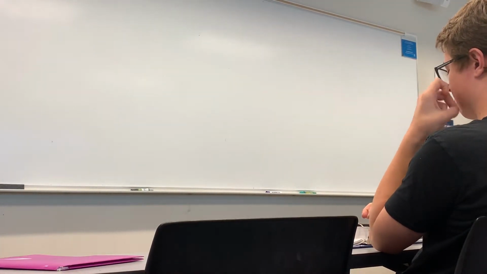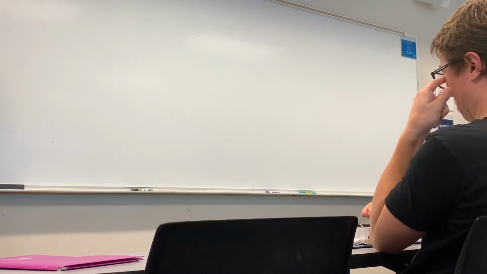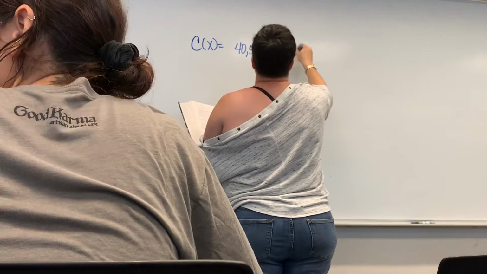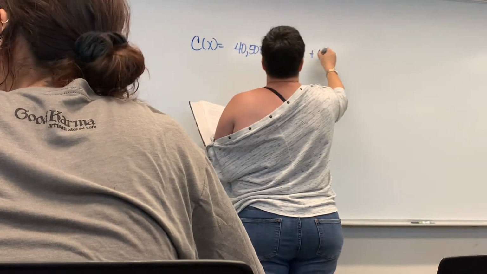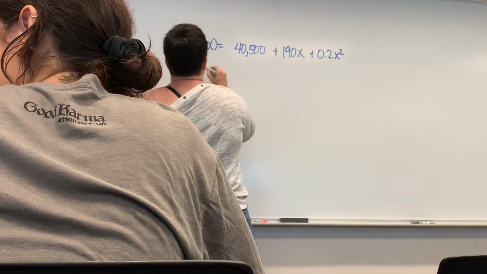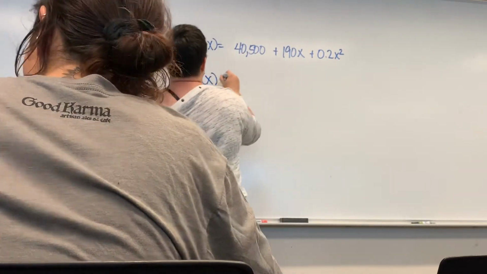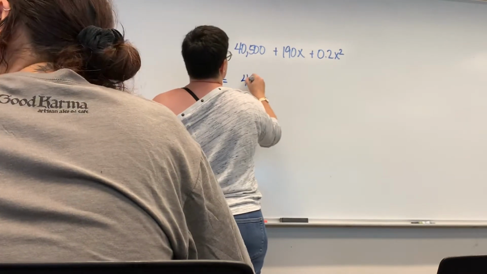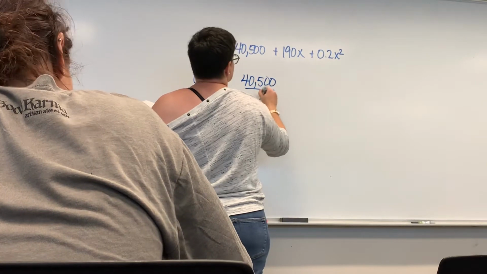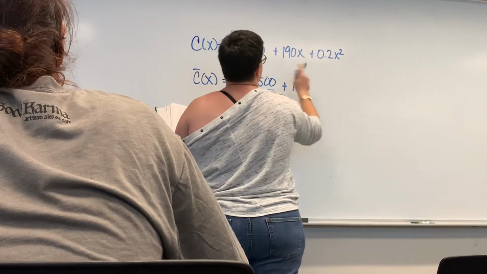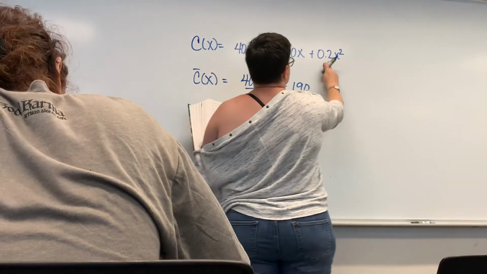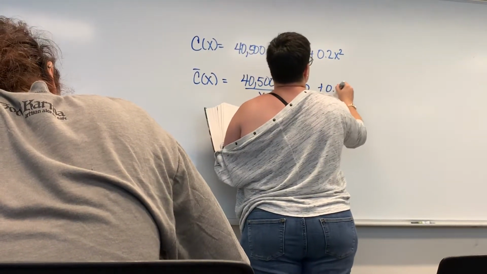So I have cost equals 40,500 plus 190x plus 0.2x squared. And then it gives average cost in part A, which you guys already know is this entire function divided by x. So if I divide this by x, I get this. If I divide this by x, I get this. If I divide this by x, I'll get that.